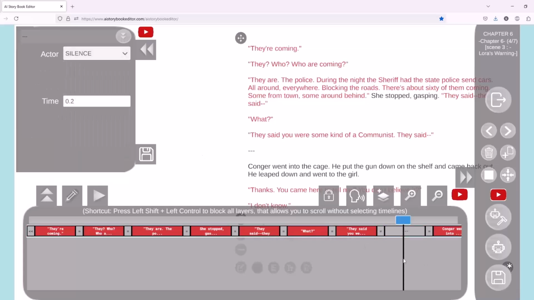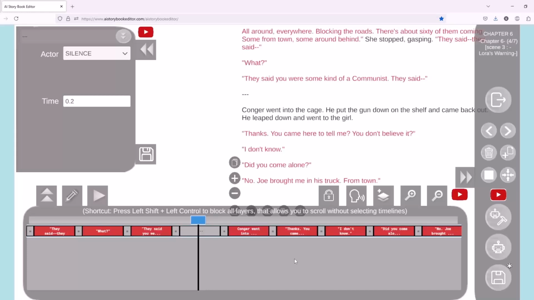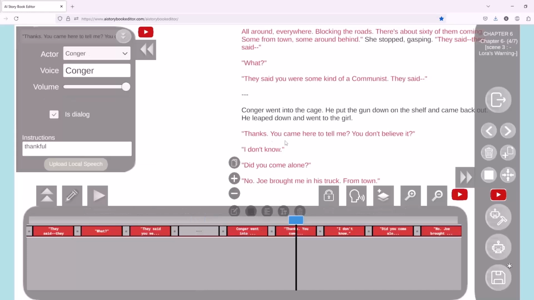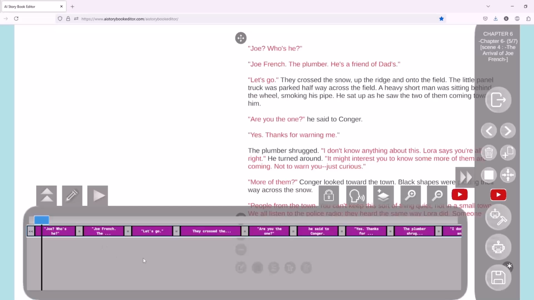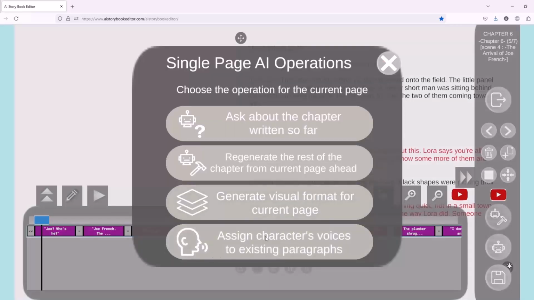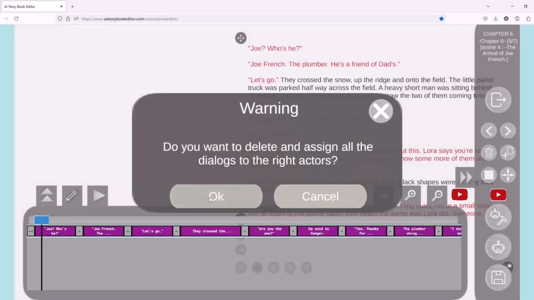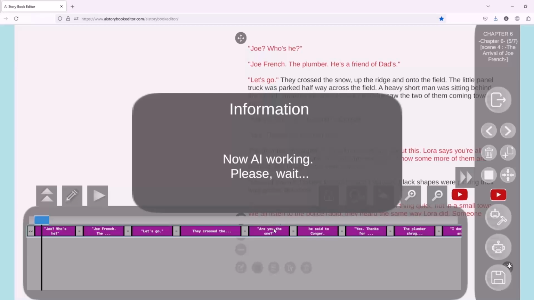This is silence. Thanks, you came here to tell me you don't believe me. This is Conger, Laura, Conger, Laura. Okay, this page sometimes it's meant to happen. Sometimes you ask the LLM and the LLM fails to fully respond, so we are going just to calculate the assignation of the dialogues to the right characters.